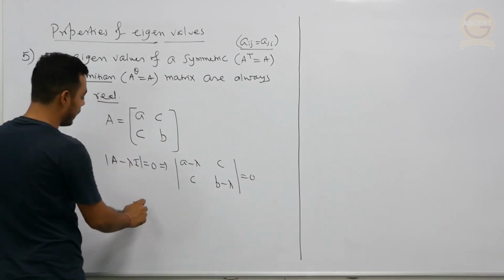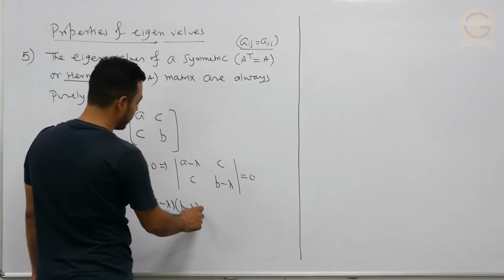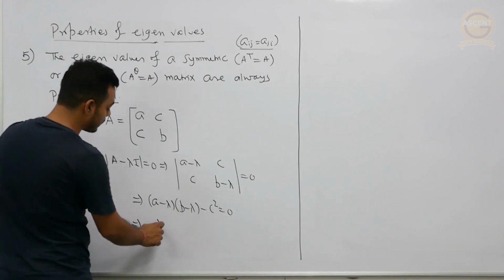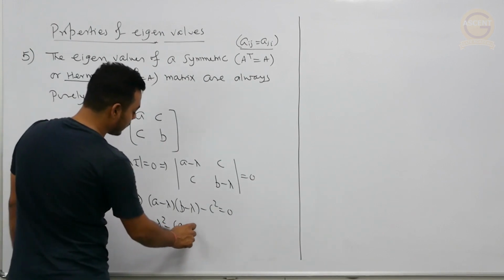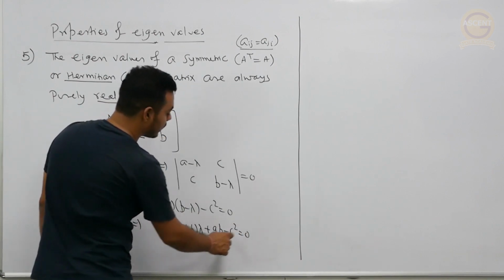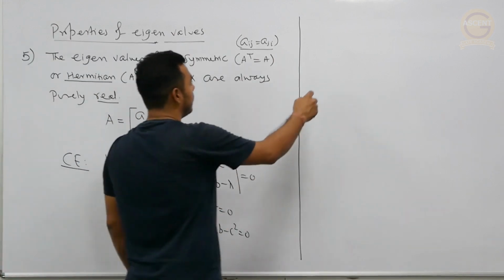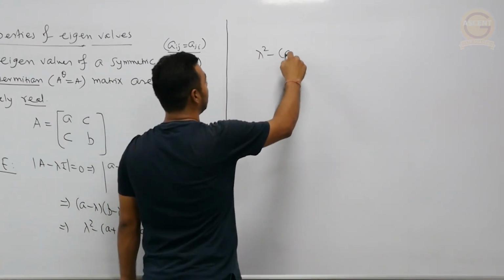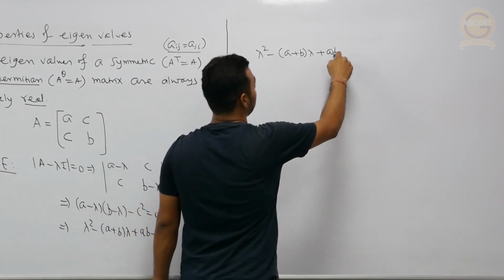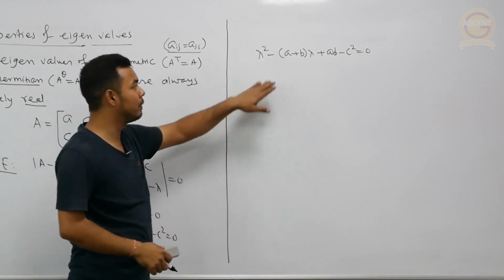Now if you expand this, then you will get (a minus lambda)(b minus lambda) minus c square equals 0. Which will give us lambda square minus (a plus b) into lambda plus ab minus c square equals 0. So this is the characteristic equation to find eigenvalue. Let me write the equation here: lambda square minus (a plus b) lambda plus ab minus c square equals 0. So this equation will give us the eigenvalue.